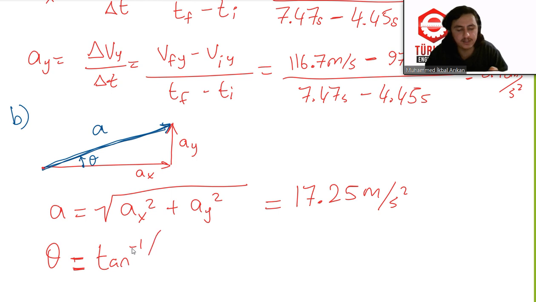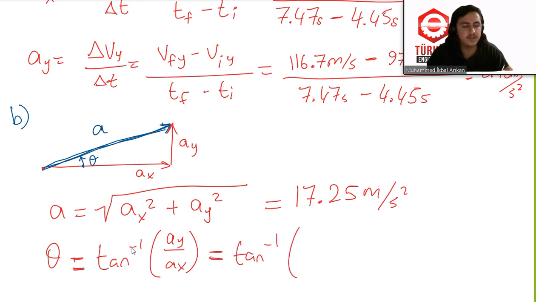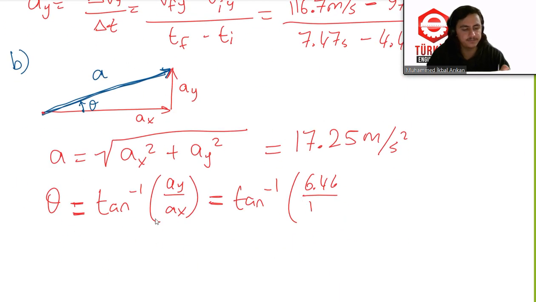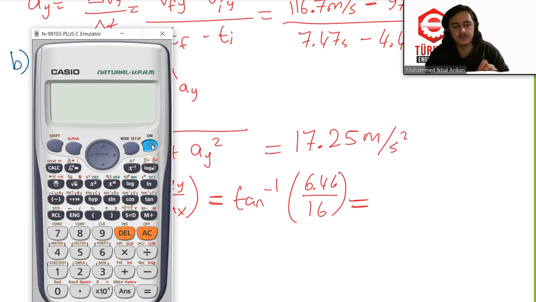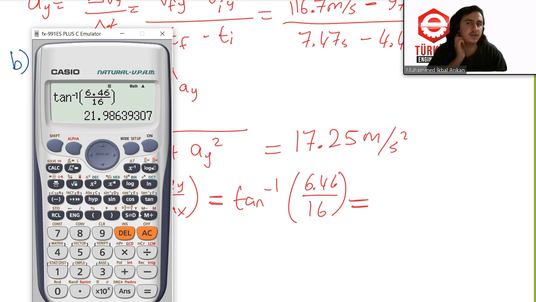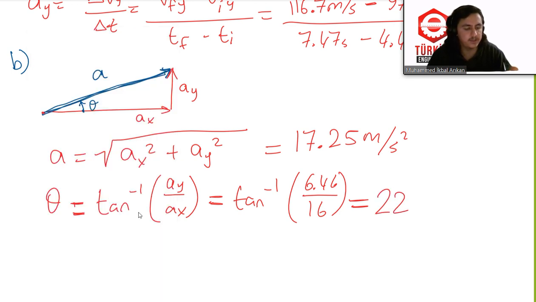So put your angle. It will be just ay divided by ax that will give you the tangent of theta. So put my ay, it's 6.46 divided by ax, and it is 16. So I will get the answer here. Put shift, then tangent, so you will get arctangent. Put your ay, it's 6.46, then put your ax, you will get nearly equal to 22 degrees.